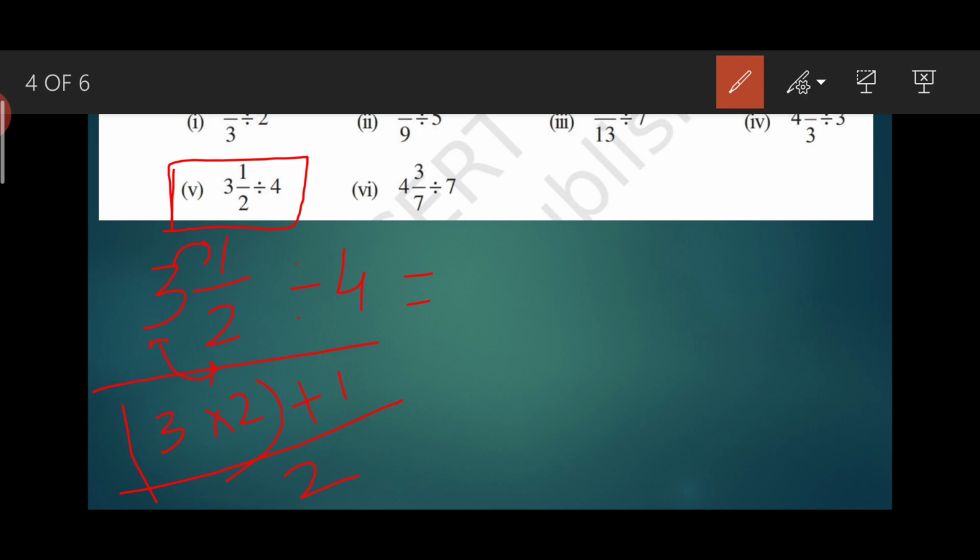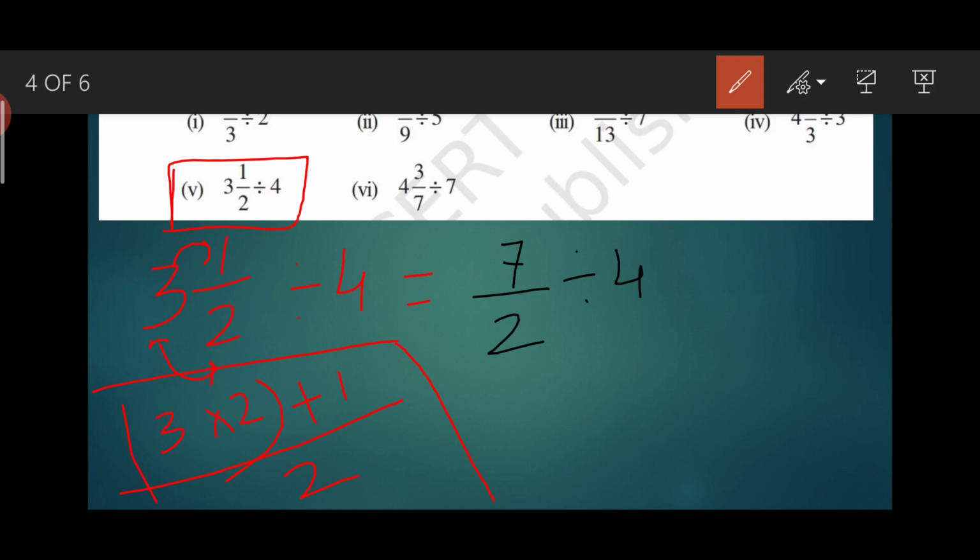This I am doing here just to make it clear to you, otherwise you have to note it in your rough side so that you can put the final answer in your solution. So what will be the solution now? You can write it as 3 into 2 is 6 and 6 plus 1 is 7 divided by 2. So 3 1 by 2 is 7 by 2. Now you have to replace. Now our question becomes like this, that is 7 upon 2 divided by 4. 7 upon 2 comes after simplification of mixed fraction 3 1 upon 2.